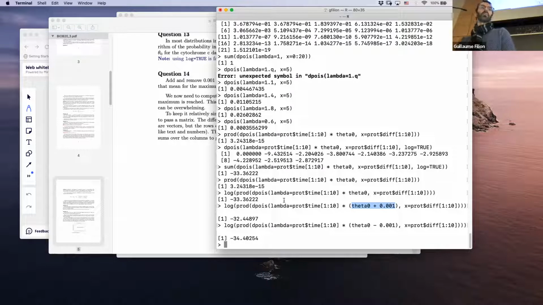The answer is yes, Marco is right. This value is higher than this one. They're negative, so don't get confused. Of course, minus 32 is bigger than minus 34. So if the log likelihood is bigger for theta 0 plus 0.001, then this value here is more plausible than theta 0 and theta 0 minus something. So now if we think about the most likely value possible, where is that going to be? Is that going to be bigger than theta 0 or lower than theta 0?